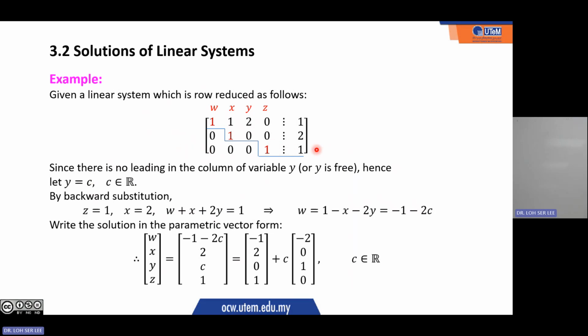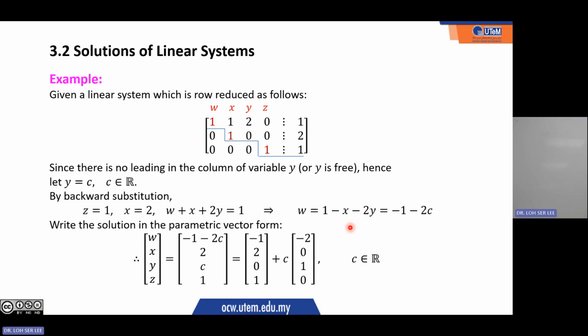From the last row, we have 1 Z equals 1, so Z equals 1. Then from the second row, we have X equals 2. And from the first row, we have W plus X plus 2Y equals 1. Then we substitute X and Y into it. We substitute X by 2, Y by c, then we want W, so your W will be in terms of c.